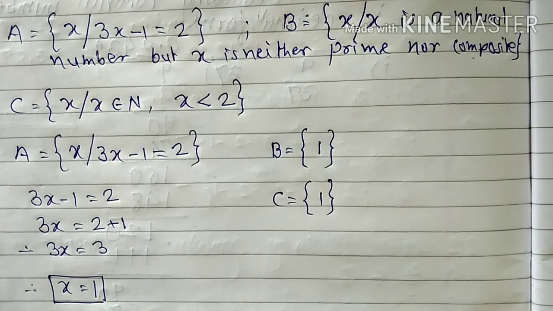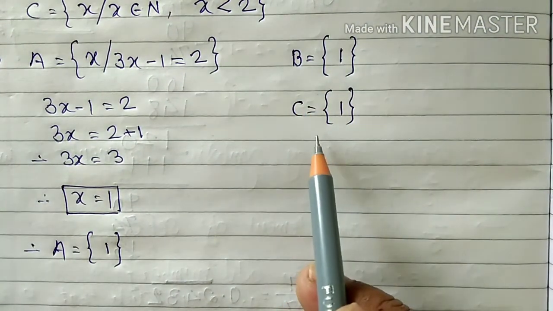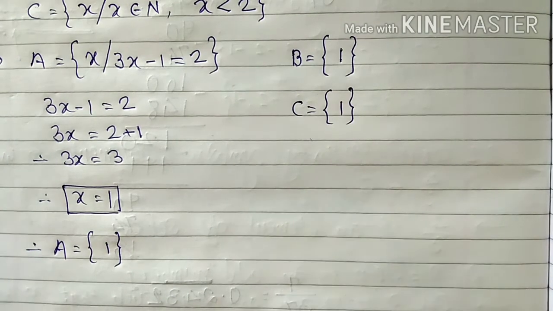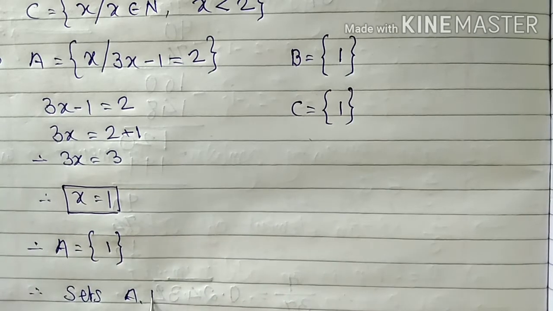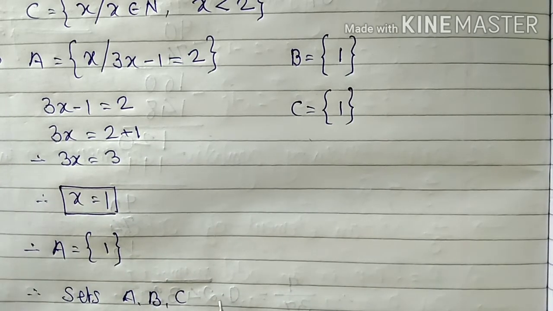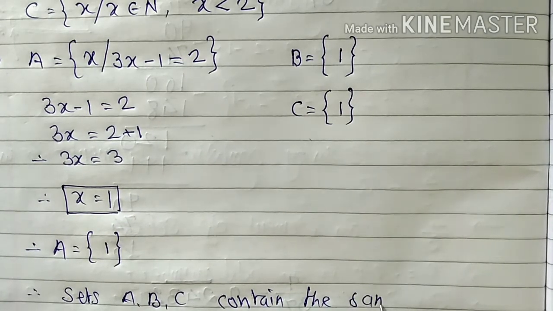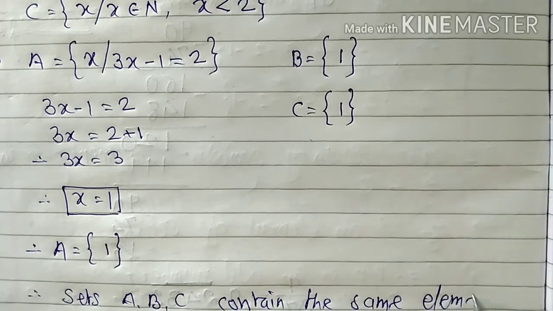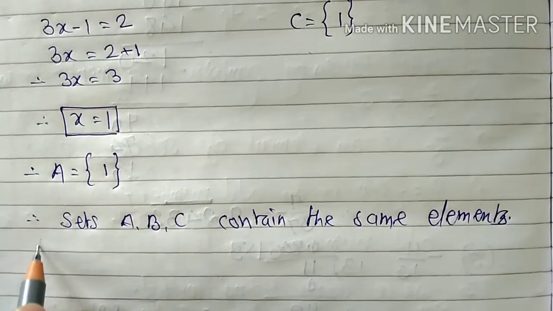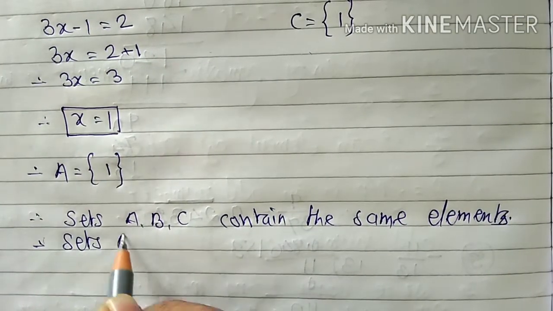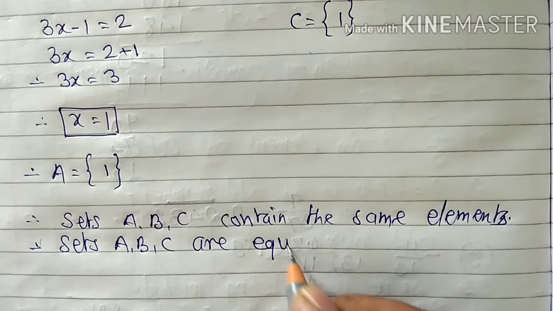Okay. Now you can say set A, set B and set C, all three have the same element. Therefore we can say sets A, B, C contain the same element. Therefore sets A, B, C are equal sets.